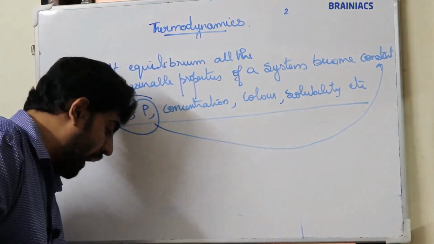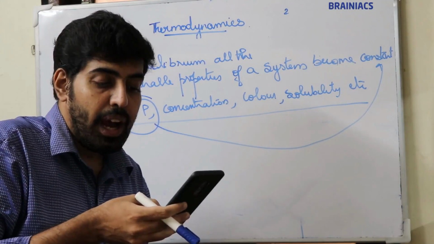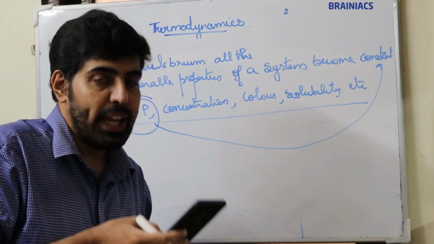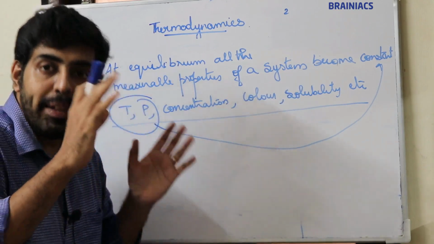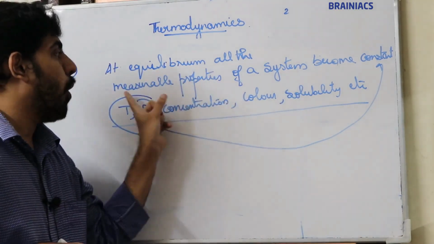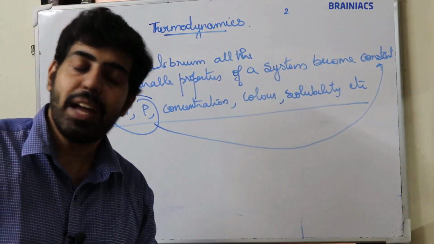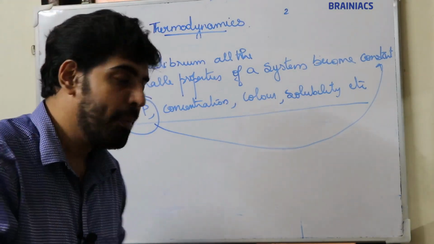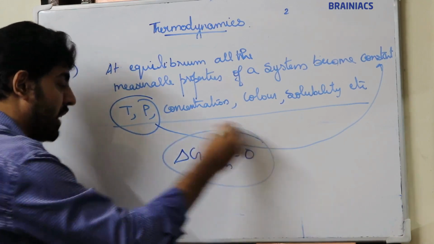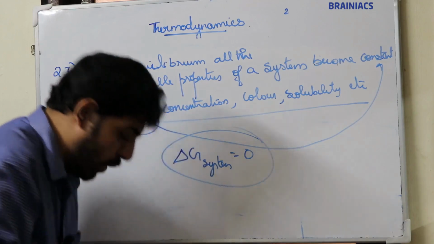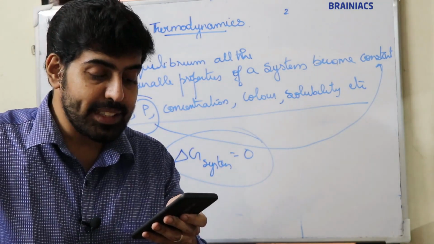In question 27, they have mentioned to identify the correct statement for delta G at constant temperature and pressure. So our system attains constant temperature and pressure. At equilibrium, all the measurable properties of a system become constant. So here temperature and pressure constant means our system is at equilibrium. So delta G value of our system will be equal to 0. Answer is option 2. Delta G system is equal to 0 and system has attained equilibrium.